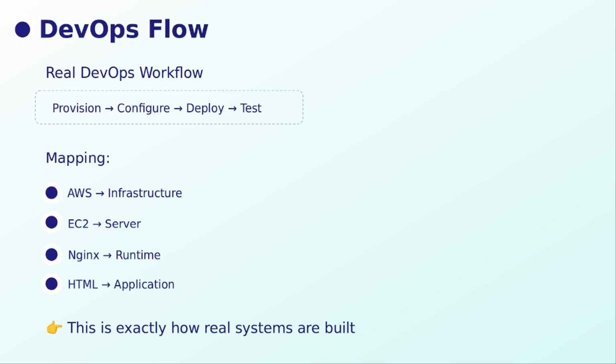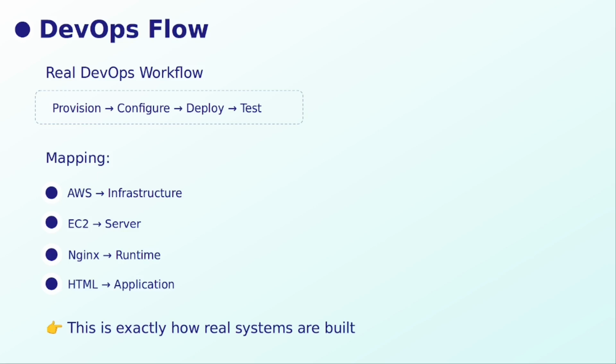We can map each component. AWS represents infrastructure. EC2 represents the server. Nginx represents the running environment. HTML represents the application. This flow is exactly how real-world systems are built. Even larger companies follow the same principle, just at a bigger scale.